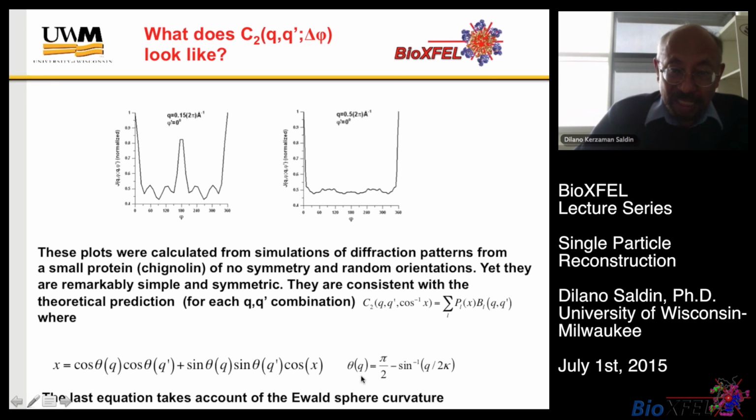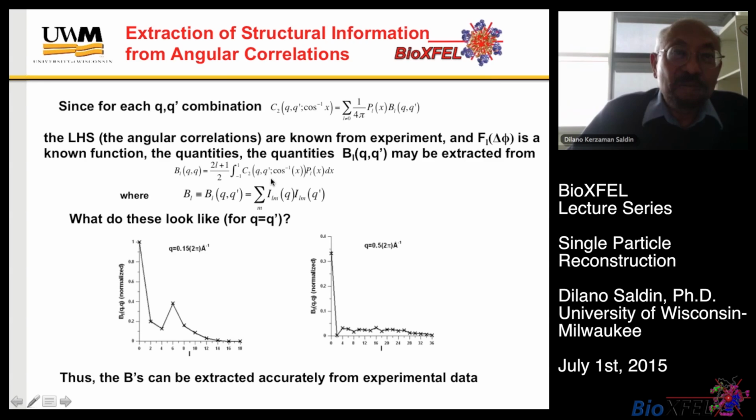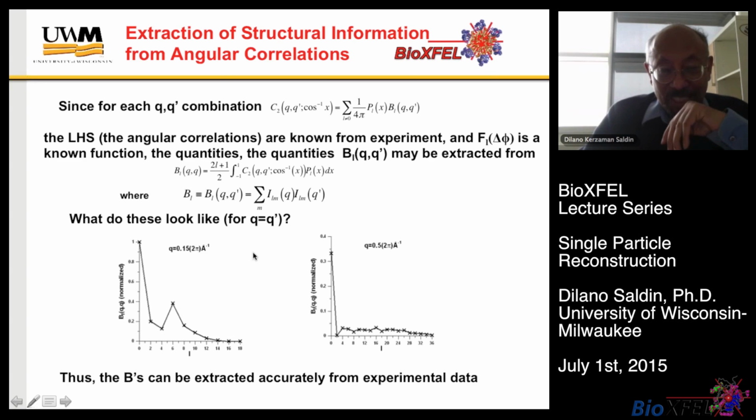Now, by the way, it's easy to take account of the curvature of an Ewald sphere with this formalism. It's given by this expression. I won't go into that. Now, as I said, what we find are these quantities B, which I said were quadratic functions of the spherical harmonic expansion coefficients. Now, how is this useful for determining the structure?